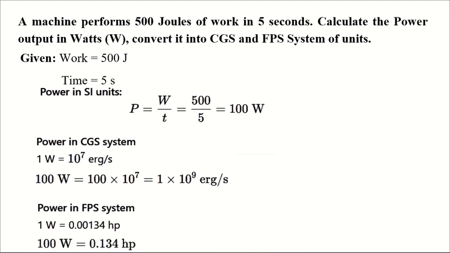Power in CGS system: 1 watt is equal to 10 to the power of 7 erg per second. Next, power in FPS: 1 watt is equal to 0.00134 HP, so 100 watt is equal to 0.134 horsepower.